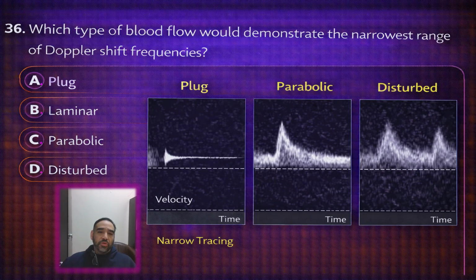And the last answer that was incorrect was disturbed flow. So disturbed flow introduces irregular velocities, velocity fluctuations. So that increases frequency spread even more. So it's definitely not narrow.